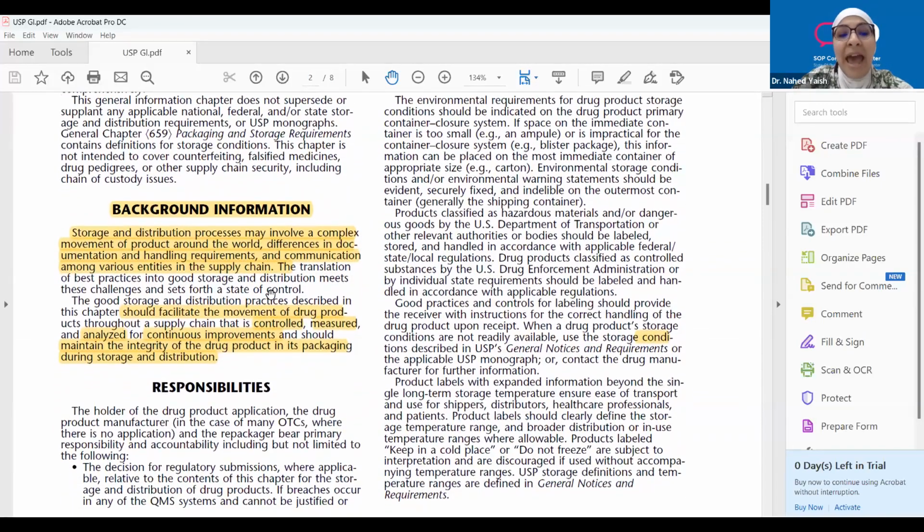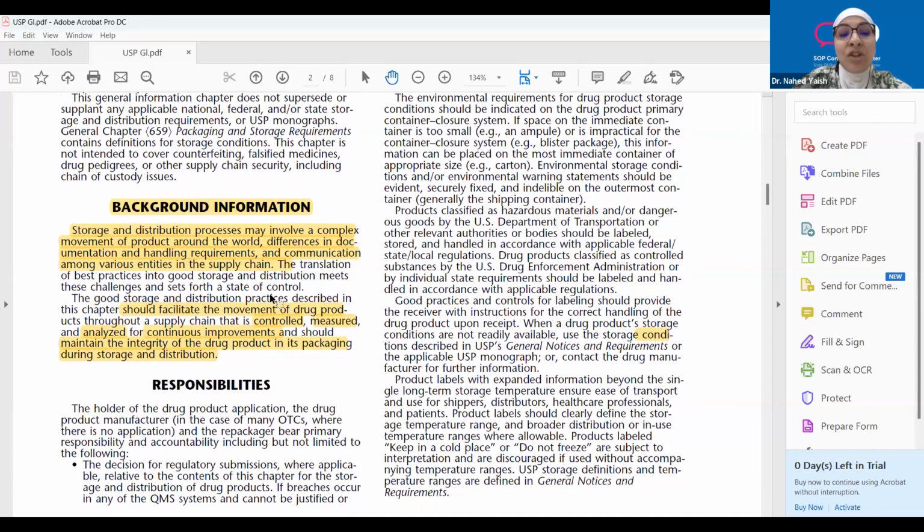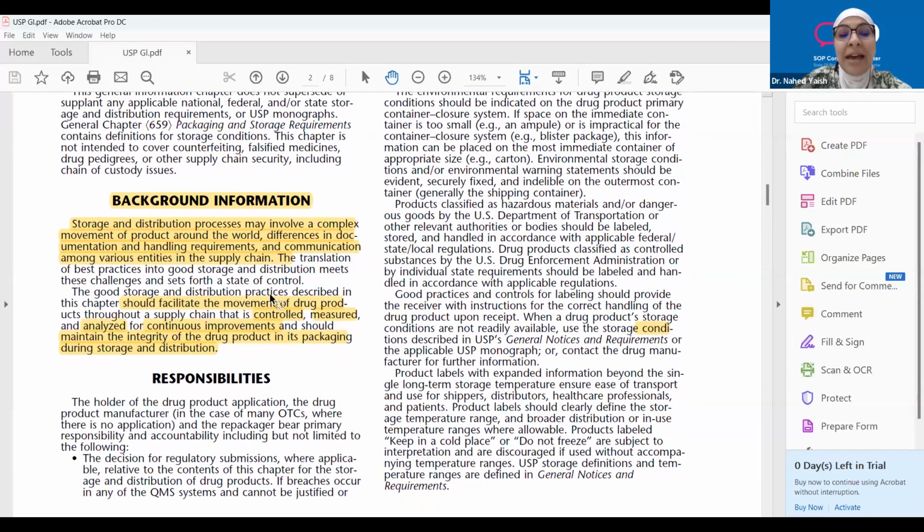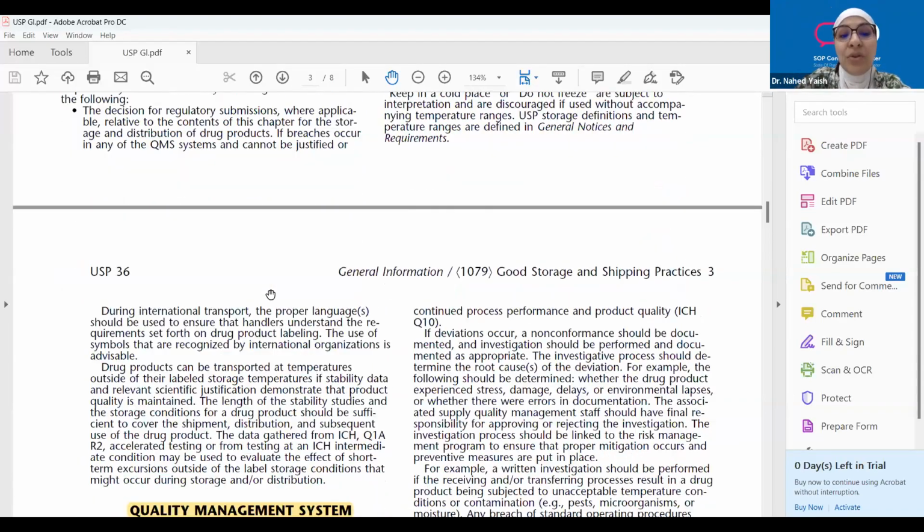And they mentioned that the GSDP described in this USP chapter should facilitate the movement of the drug product throughout the supply chain that is controlled, measured, and analyzed for continuous improvements, and should maintain the integrity of the drug product in its packaging during the storage and distribution.